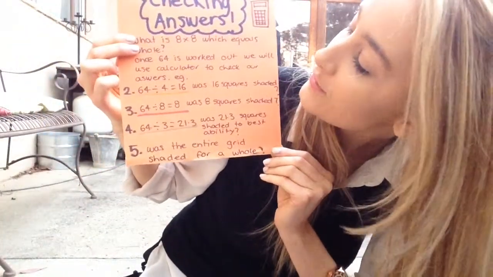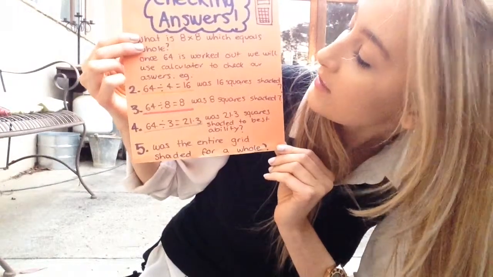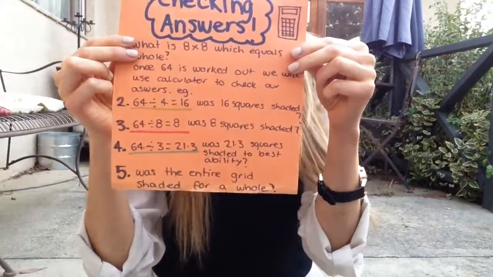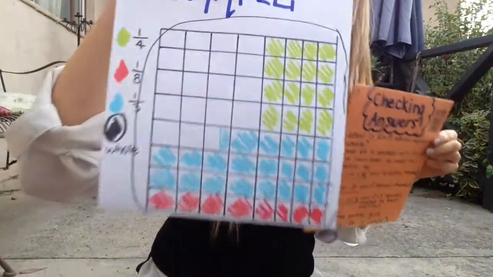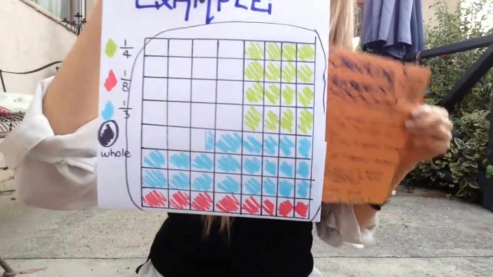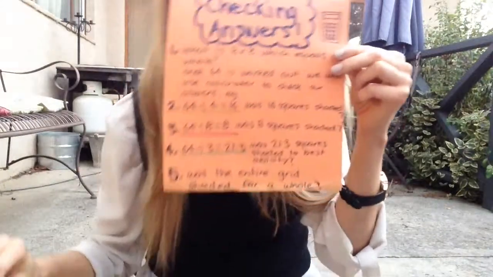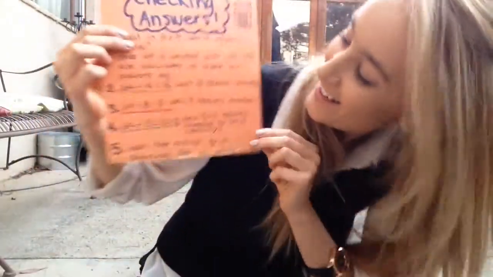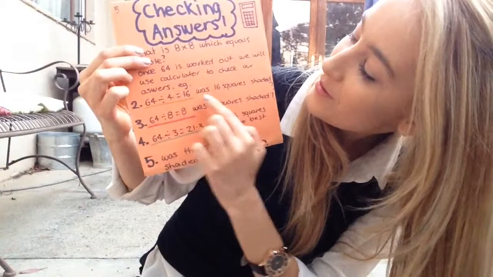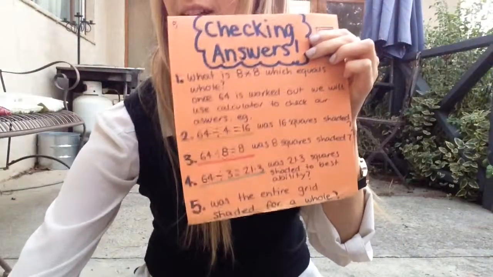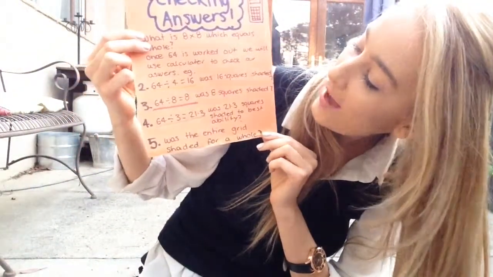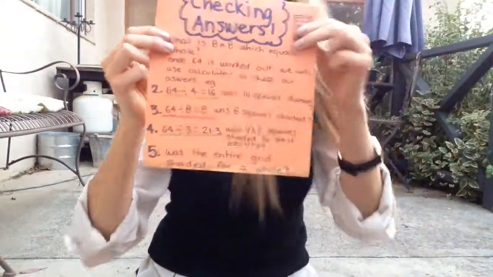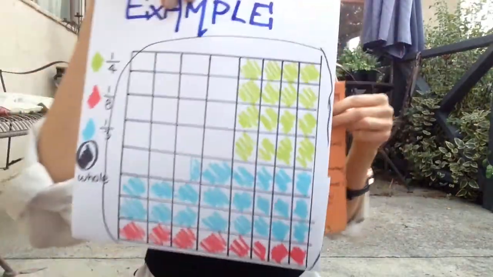We will do 64 divided by 4 equals 16, and was 16 squares shaded in red? No, 16 was in green, so I made a mistake there. 64 divided by 4 was 16, so there should have been 16 green ones shaded. Yep. Then 64 divided by 8 is 8, were 8 red ones shaded? Yes.